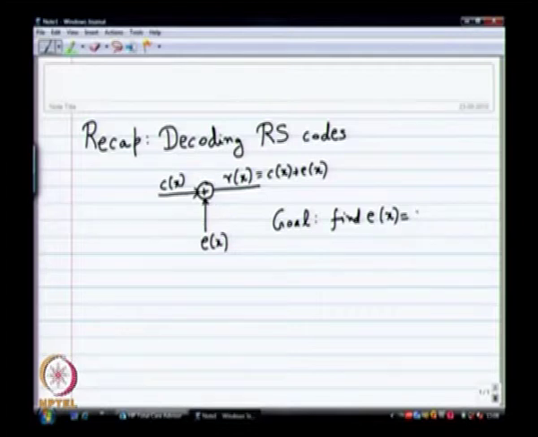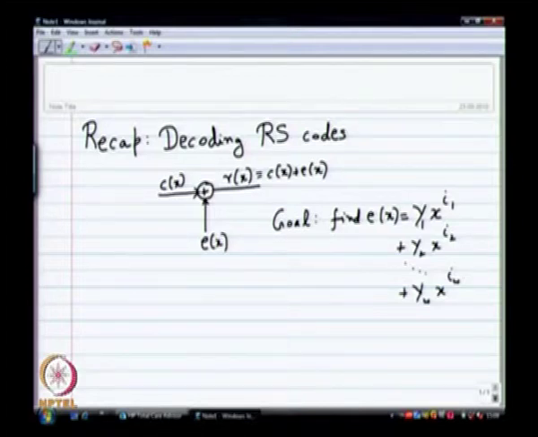w errors in e of x, only w non-zero terms out of the possible n terms, okay, only w of them are non-zero, and we use a notation for it. Basically we say it is y1 x power I1 plus y2 x power I2, so on till yw x power IW. Okay. So we assume that the error polynomial is in this form.